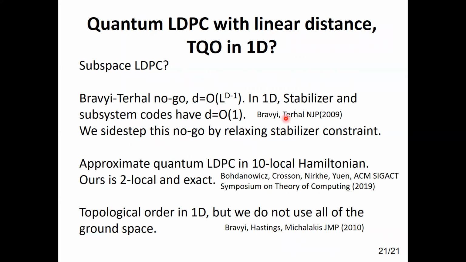And we can look at our codes in the context of the Bravyi-Terhal no-go theorem. This sidesteps that because we relax the stabilizer constraint, and we are also in the subspace of the ground space. And our code is different from the previous approximate quantum LDPC in that ours is local and exact, but with the caveat of lying within a strict subspace. And we would have a topological order in 1D, if not for the fact that we didn't use all of the ground space. And with that, I thank you for your attention, and I welcome questions.